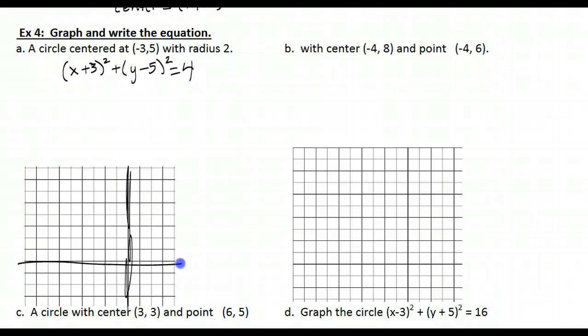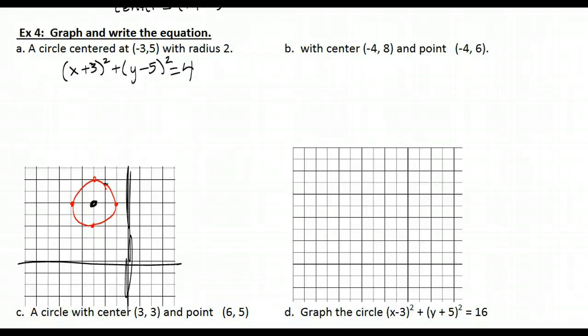Alright, let's draw this in. So the center is at -3, 5, 1, 2, 3, 1, 2, 3, 4, 5. And just like we did on the front page, first graph your center, second take your radius and go 2 units out exactly in each direction to get your circle. And there it is.